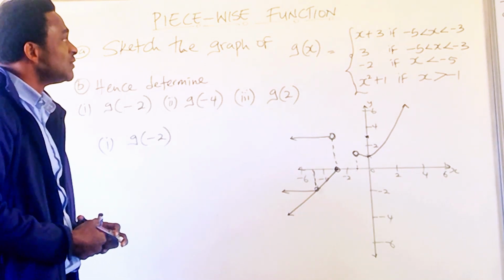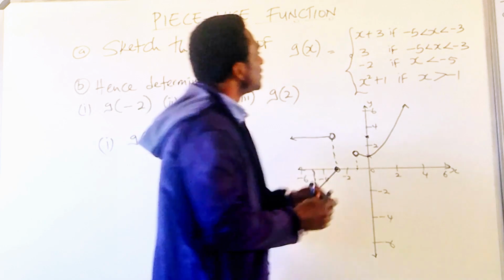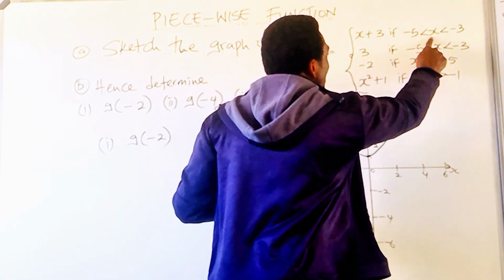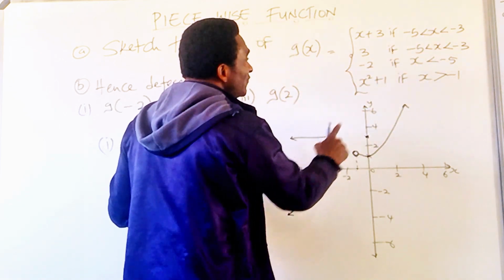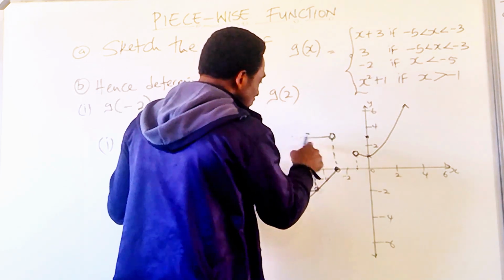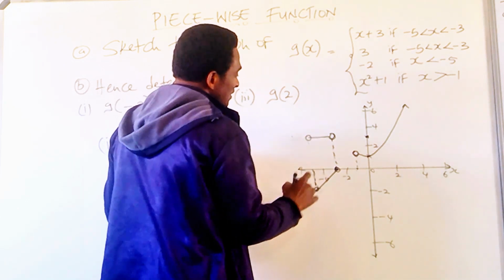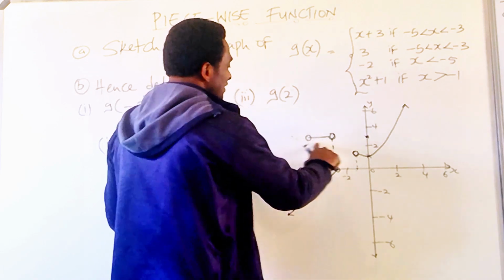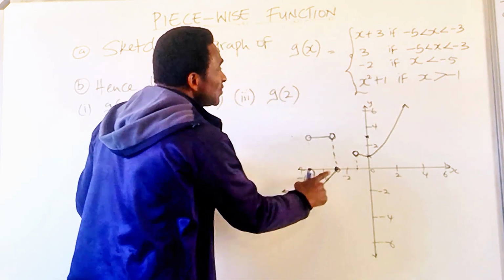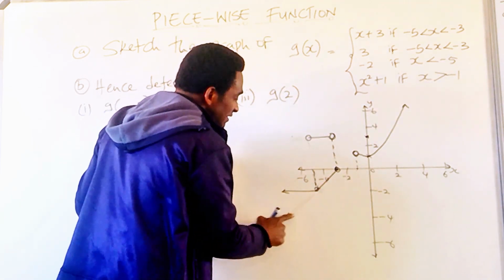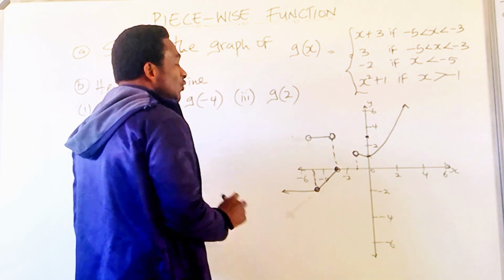So g of negative 2, in this case, what can we say? Let's write this: greater than negative 5, less than negative 3. For the first one, it's greater than negative 5, less than negative 3. That is the graph. The next one is less than negative 5, and this is 6. So we have this graph.